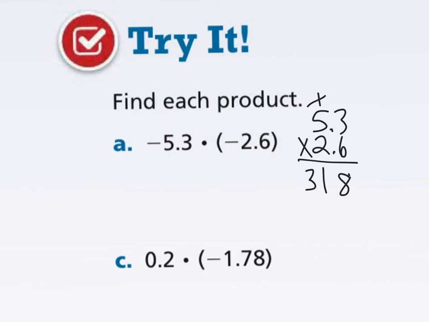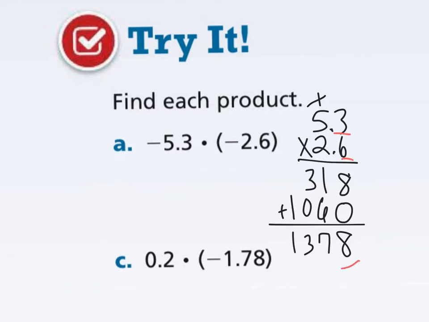Before we start the second line, remember you need a place value 0. Also, if you have any carried numbers, you might want to cross those off. 2 times 3 is 6. 2 times 5 is 10. And then we can add those together. Since we have a total of 2 numbers after the decimals, we're going to move our decimal 2 places to the left.